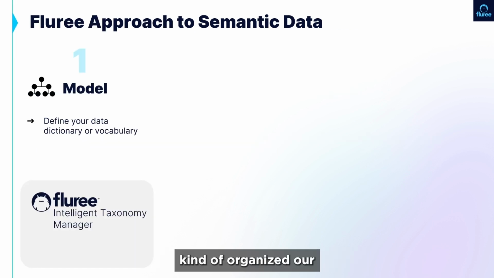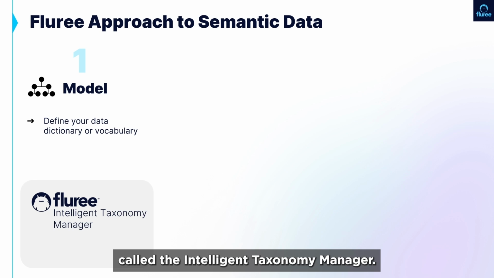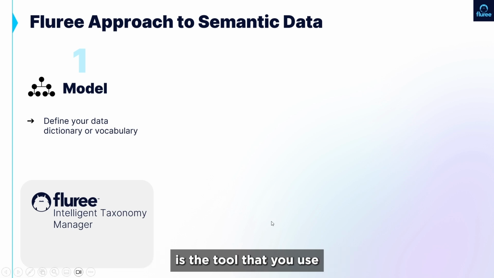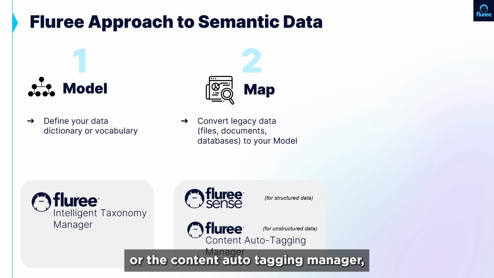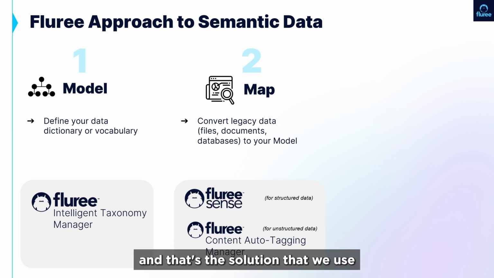Now, within Fluree, we've organized our capabilities and our products around this idea of model, map, and connect. So from a modeling perspective, we have a solution called the Intelligent Taxonomy Manager. And the Intelligent Taxonomy Manager is the tool that you use to build, describe, and create your models. And then we have a set of mapping software. So we have one solution called Fluree Sense. Fluree Sense is focused on how do we automate the mapping to structured data. And we have another solution that we call CAM, or the Content Auto Tagging Manager. And that's the solution that we use to map the unstructured data to the model.